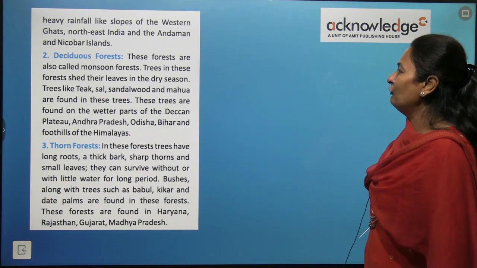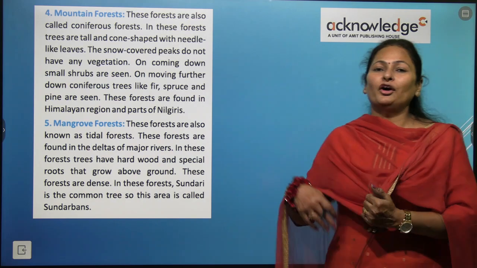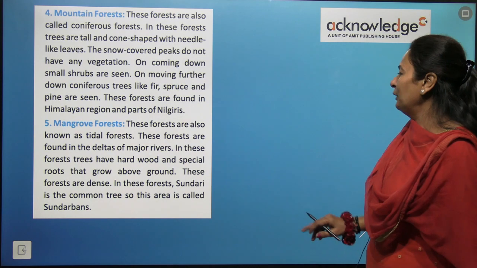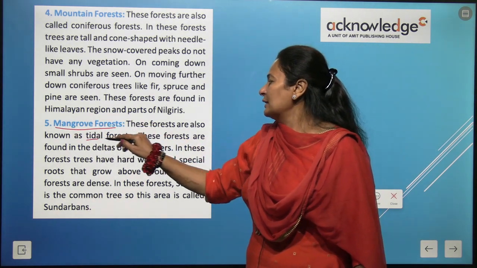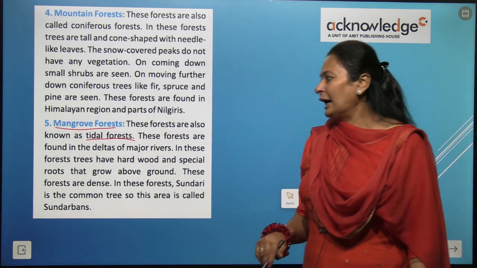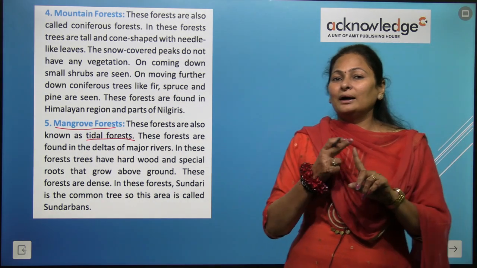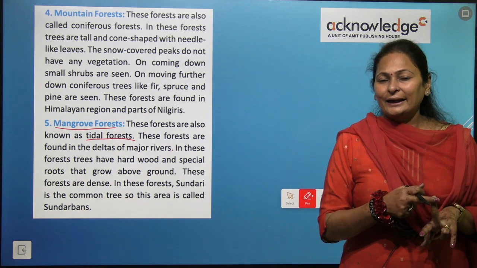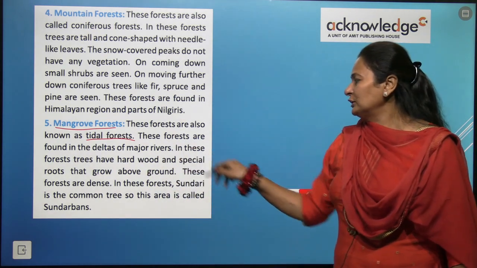Now the next type of forest is mangrove forest. Mangrove forests are also known as tidal forest, right? These forests are found in delta. Do you know the delta? The Ganga and Brahmaputra delta. This is the world's largest delta, right kids? So these forests are found in the delta of major rivers.